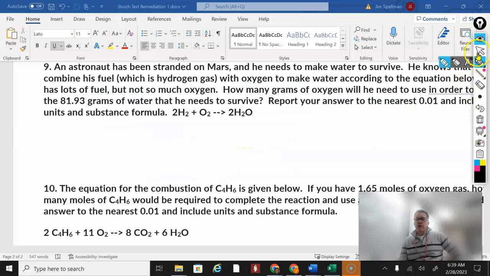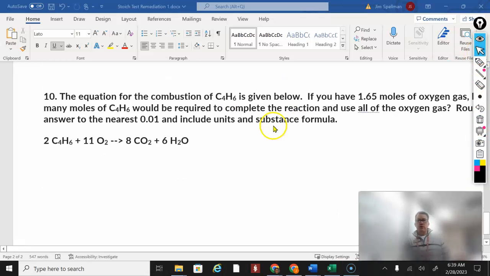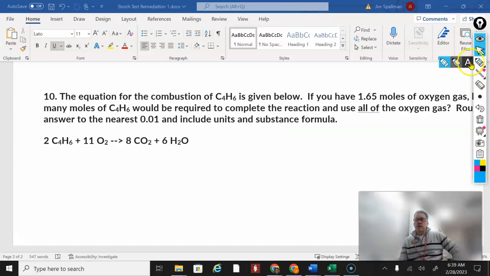All right, and then finally, the very last one. This was only a 1-step problem. A lot of people made this one harder than needed. Again, let's look through the question and see what we're looking for. It tells us that we've got 1.65 moles of oxygen. And the question says, how many moles of C4H6 would be required?